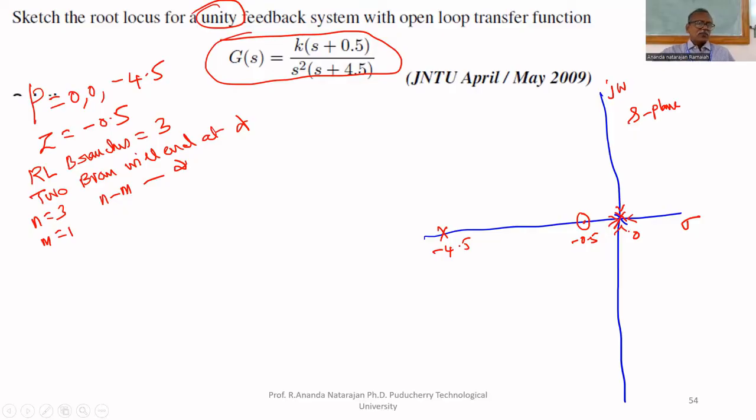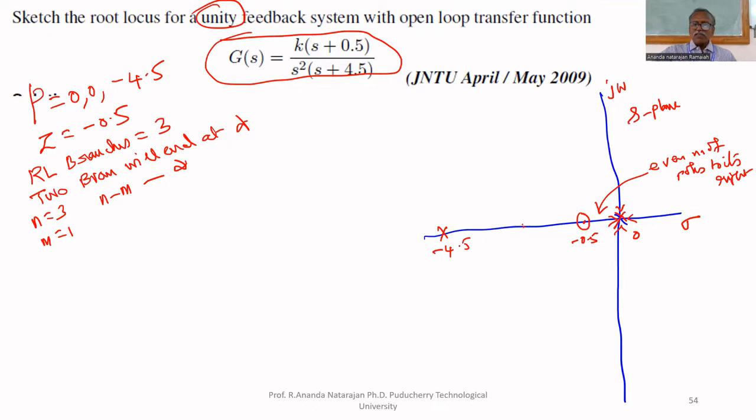Then we have to find which part of the real axis is part of the root locus. If you select any point between minus 0.5 and 0, it is not on the root locus. Why? At origin, 2 poles are there. Therefore, to its right there is an even number of poles. Therefore, it is not part of the root locus.